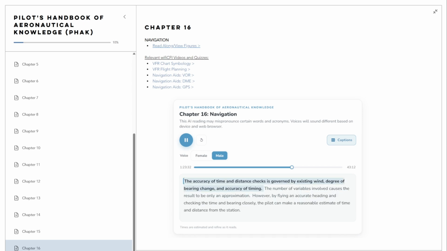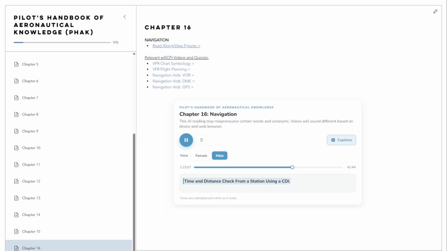The accuracy of time and distance checks is governed by existing wind, degree of bearing change, and accuracy of timing. The number of variables involved causes the result to be only an approximation. However, by flying an accurate heading and checking the time and bearing closely, the pilot can make a reasonable estimate of time and distance from the station.